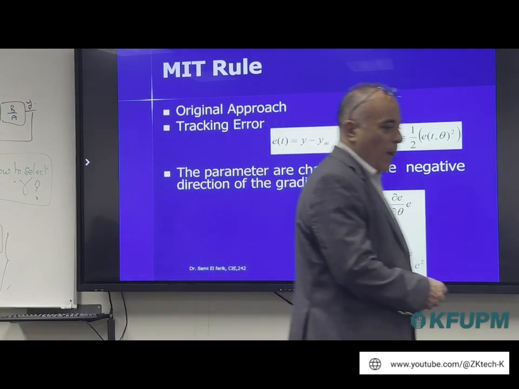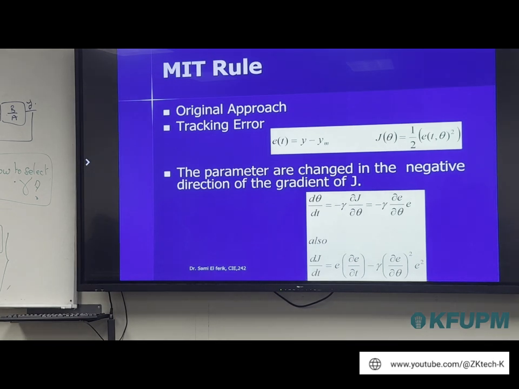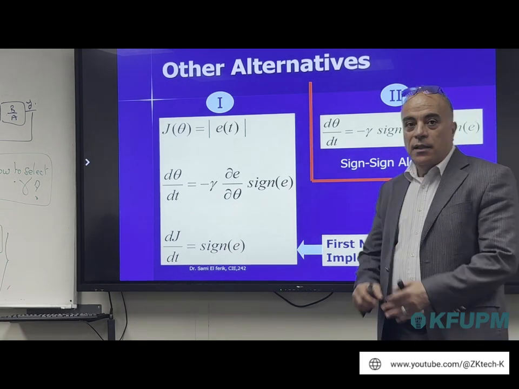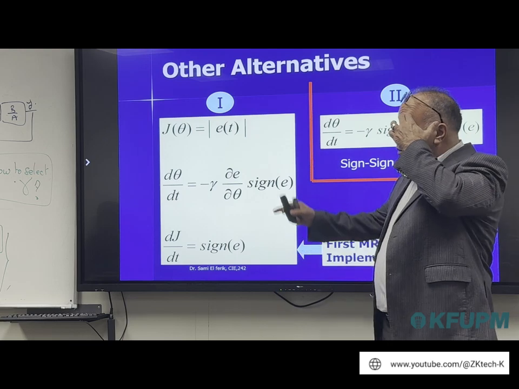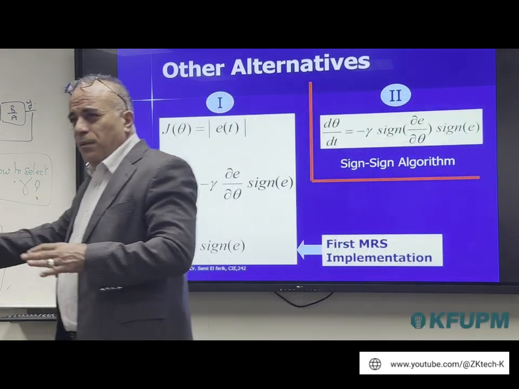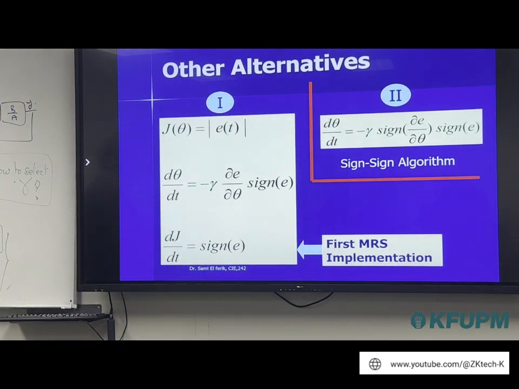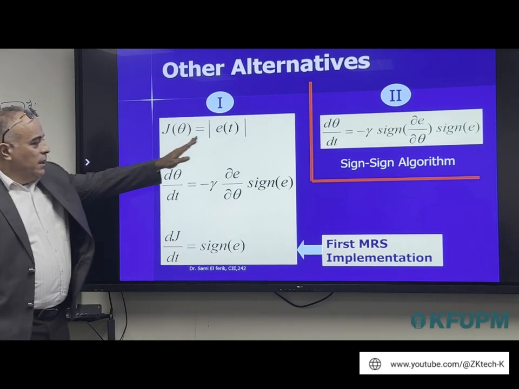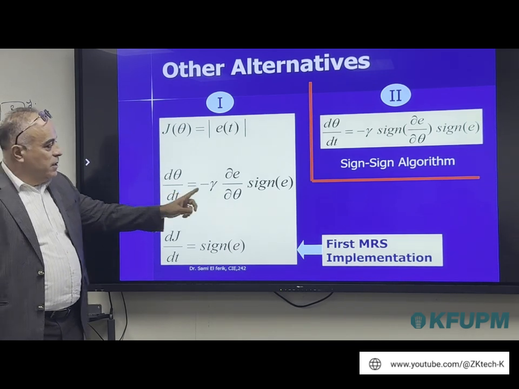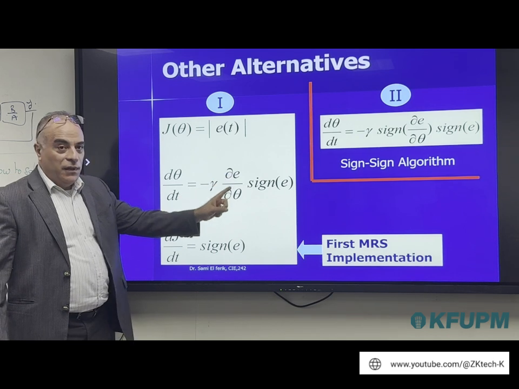I think the best way to understand how gamma works is by looking at an example. But these are other variants of the cost function. I showed you the square function because it's smooth, so we are able to take the derivative. But there are other ways to make the cost function, using the absolute value of E of t. At that time, we select the derivative of theta with respect to time equal to minus gamma times the derivative of E with respect to time.